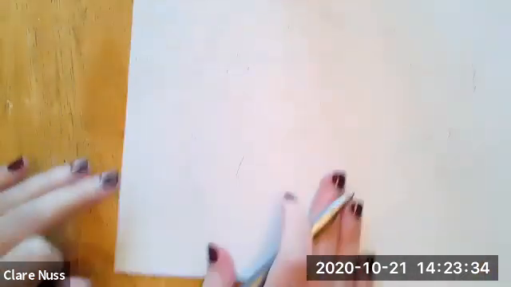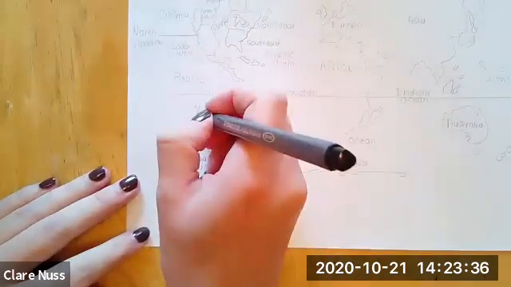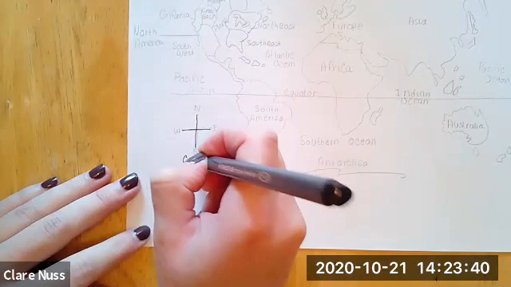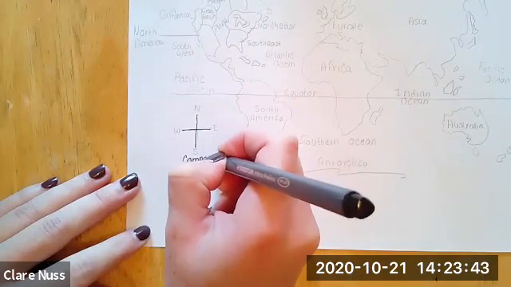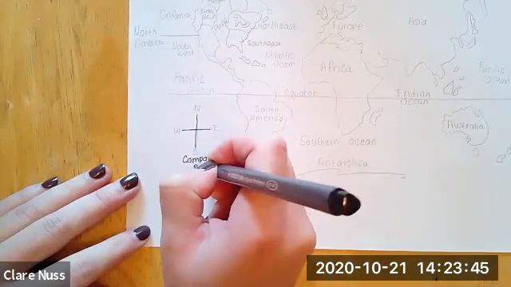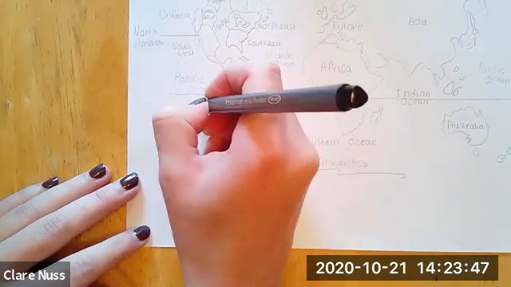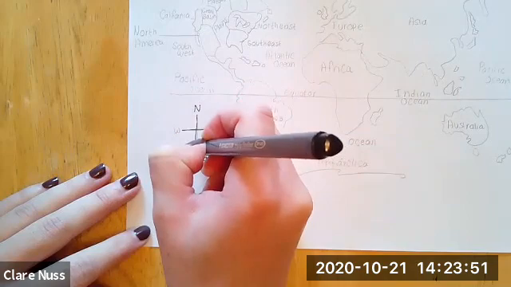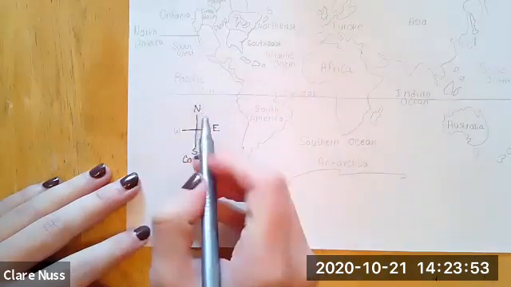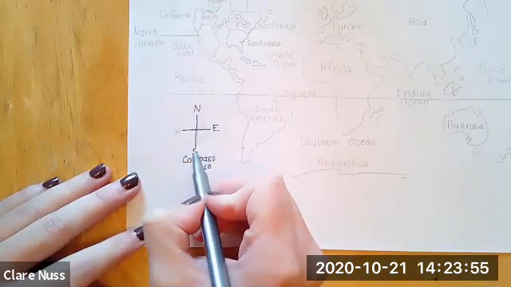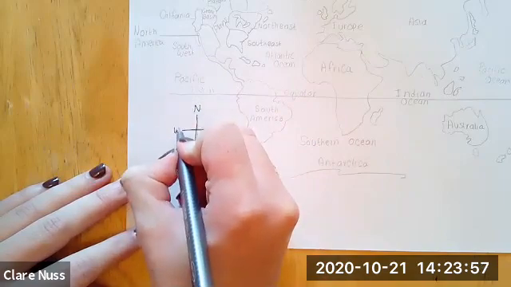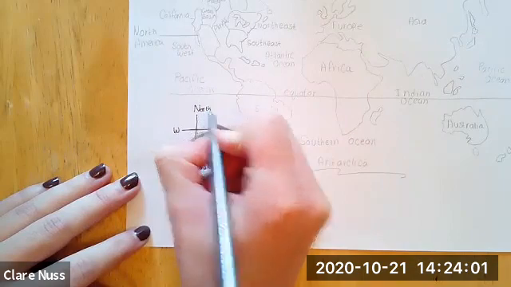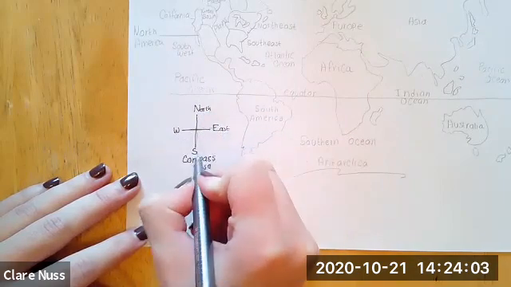The first thing that you're going to find on pretty much any map is going to be something called a compass rose. Will you say compass rose with me? Compass rose. Now, a compass rose has our four cardinal directions, which are north, east, south, and west. Will you say these with me? North, east, south, west.